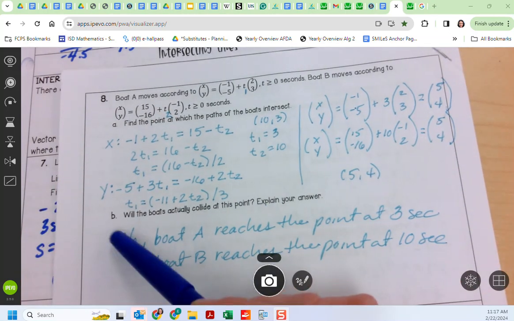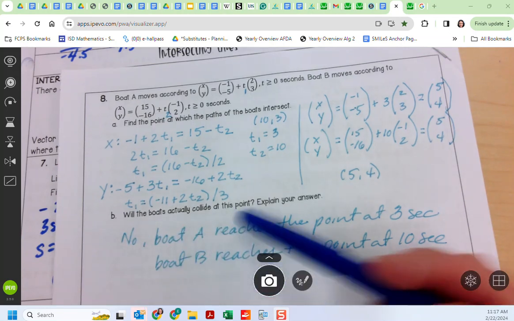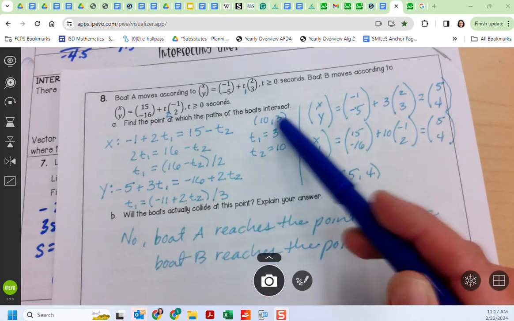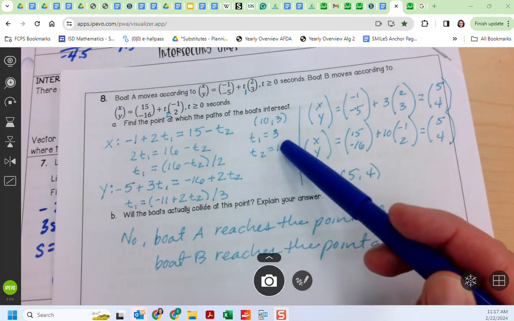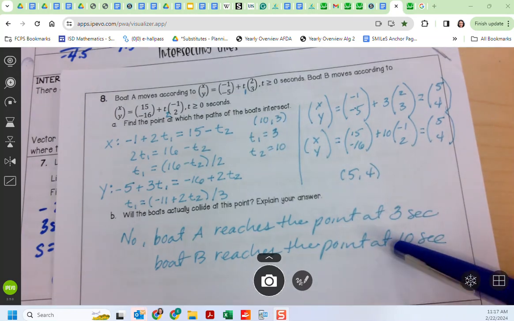To find out, will the boats actually collide at this point, we want to know if they cross at the same time. But they don't. They're different times, so they will not actually collide.